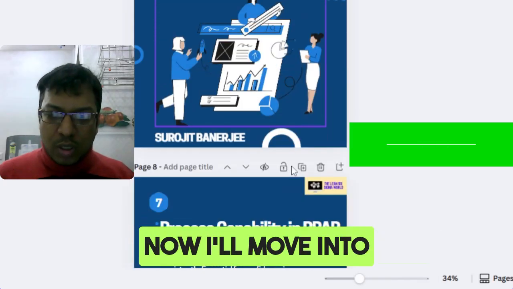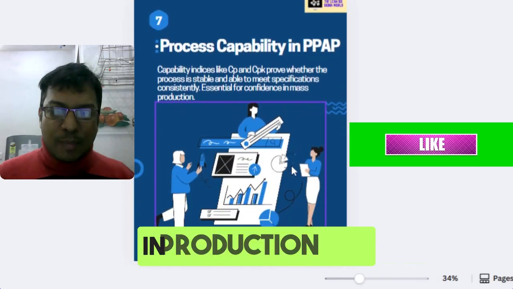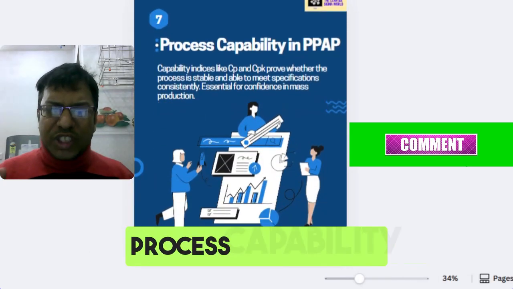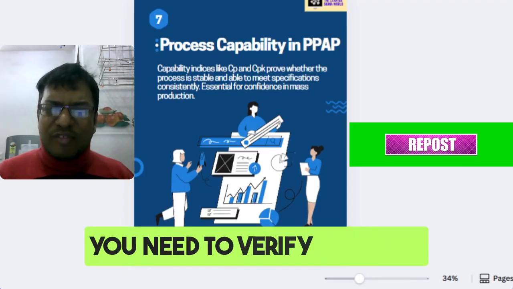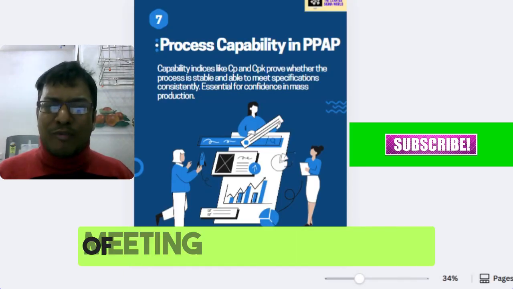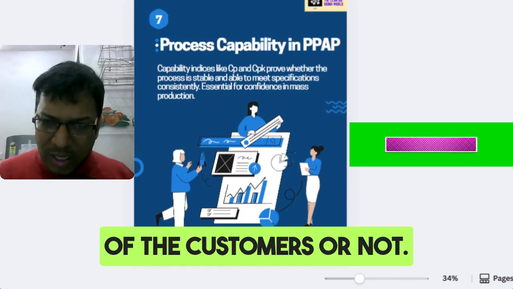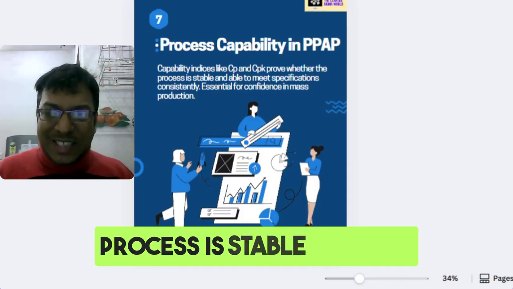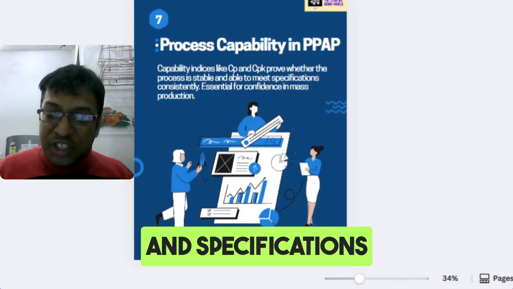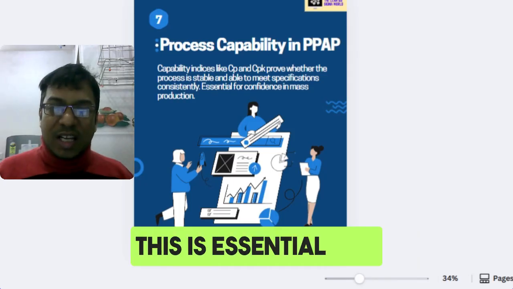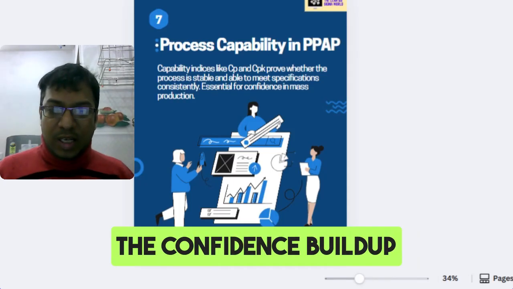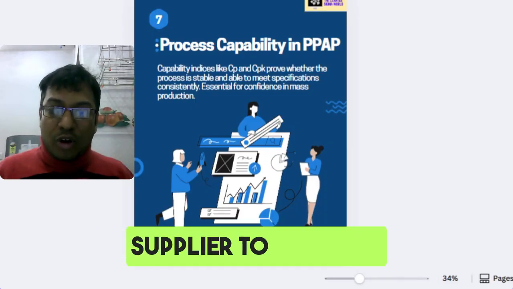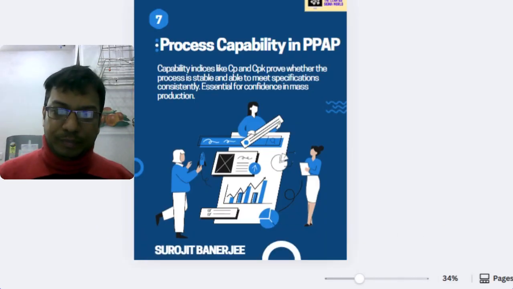Now I'll move into the process capability in production part approval process. Process capability is very important. You need to verify whether the supplier is capable of meeting the requirements of the customers or not. So capability indices like CP, CPK prove whether the process is stable and able to meet the requirements and specifications consistently, essential for the confidence build up between the customer and the supplier to start the mass production.